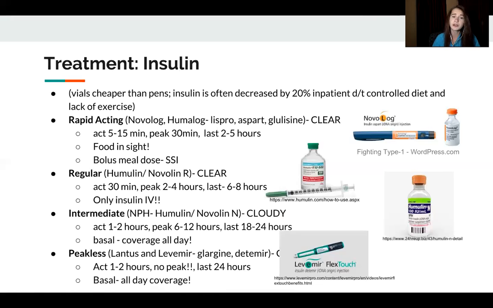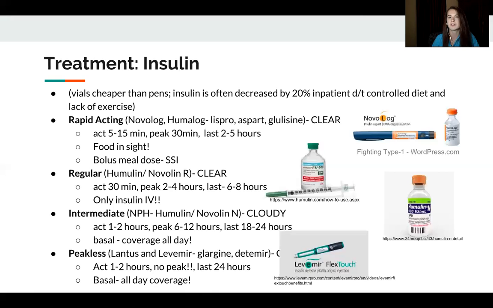It acts within 30 minutes, normally peaks around 2 to 4 hours, and it lasts 6 to 8 hours. Intermediate acting insulin, this is NPH. It's Humulin or Novolin N. This is cloudy. It acts within 1 to 2 hours, peaks in 6 to 12 hours, and lasts a lot longer. So this is for your basal all-day coverage.